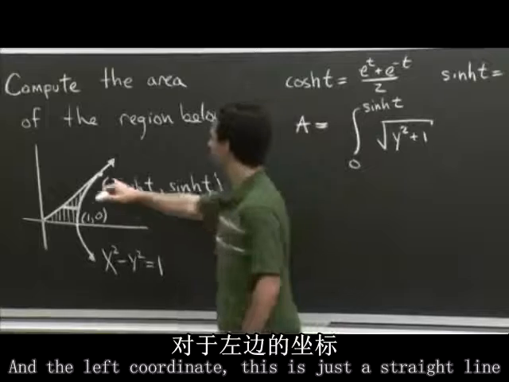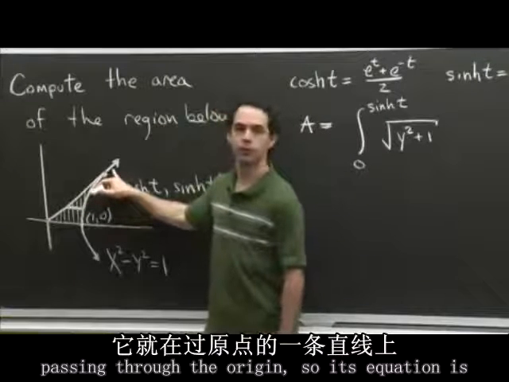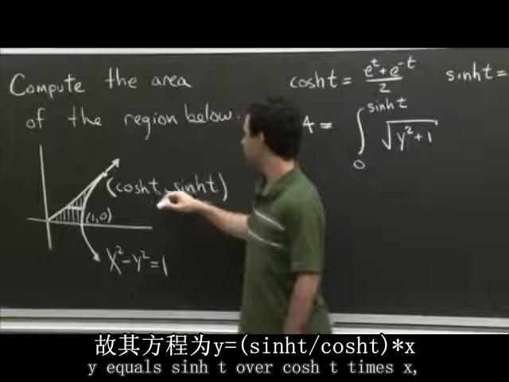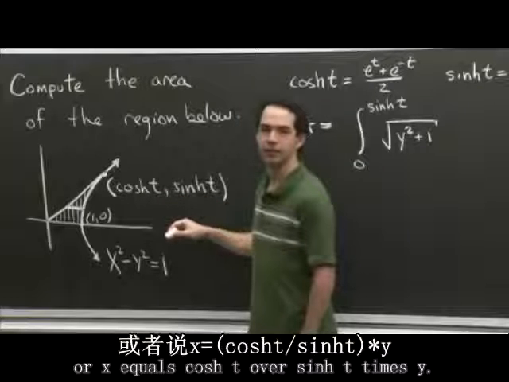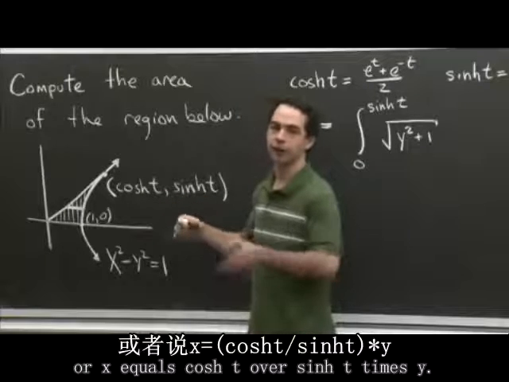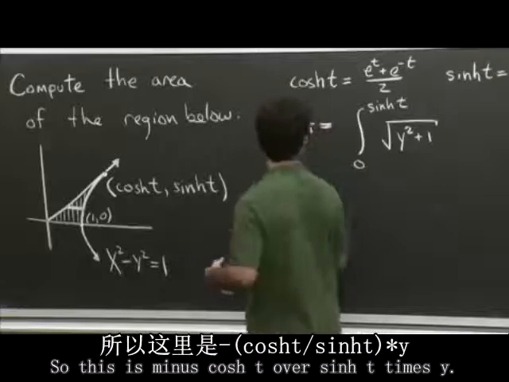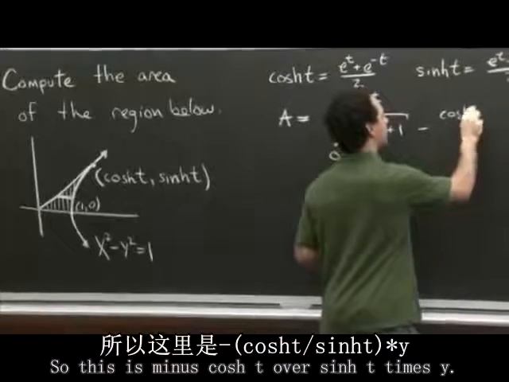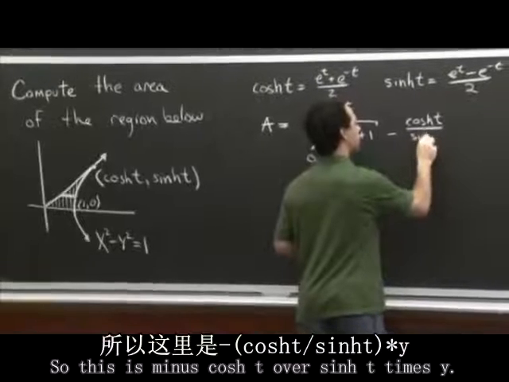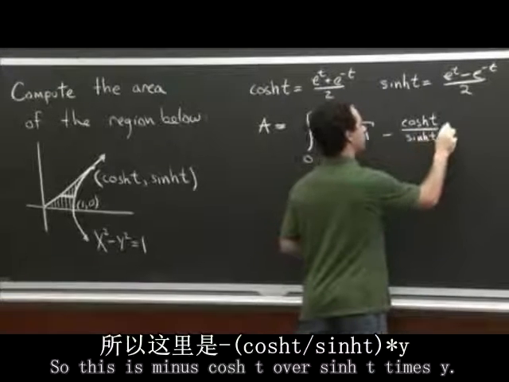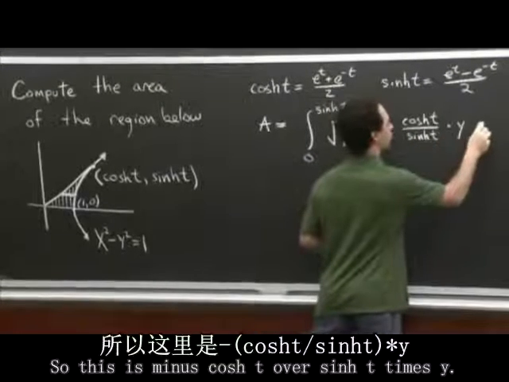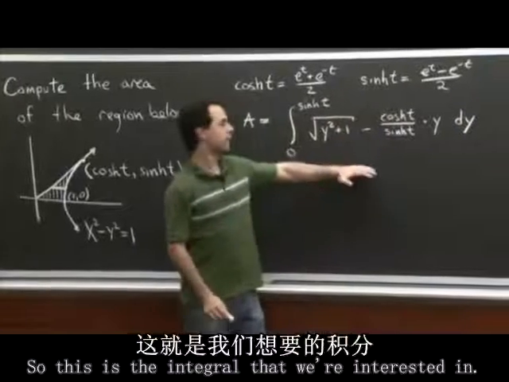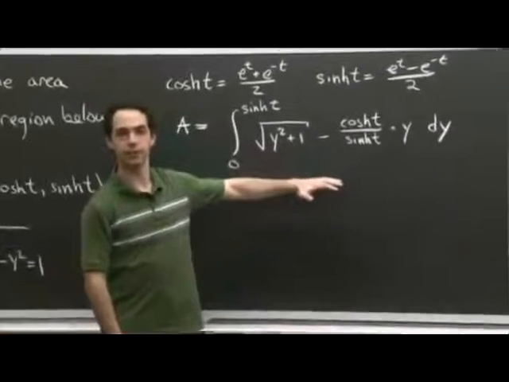And the left coordinate, this is just a straight line passing through the origin. So its equation is y equals sinh t over cosh t times x, or x equals cosh t over sinh t times y. So this is minus cosh t over sinh t times y. And we're integrating with respect to y. Okay, so this is the integral that we're interested in.